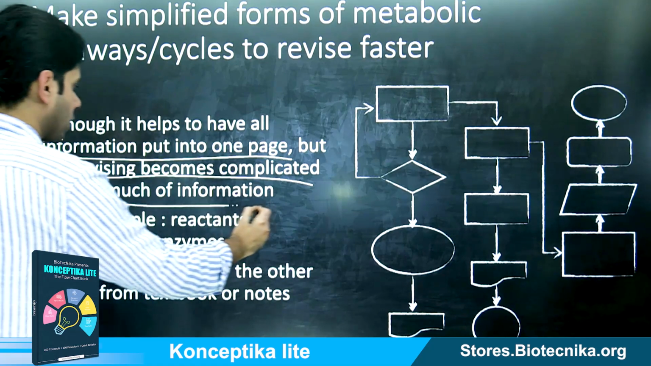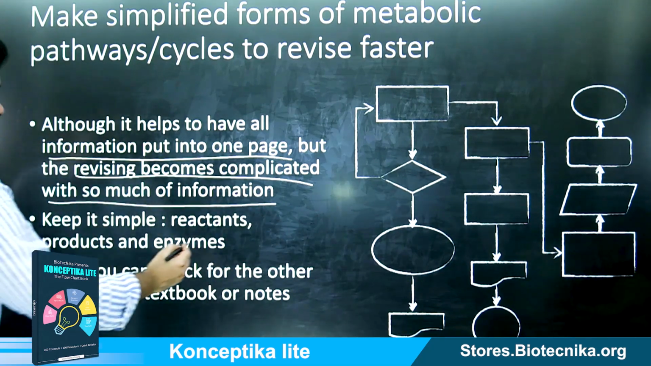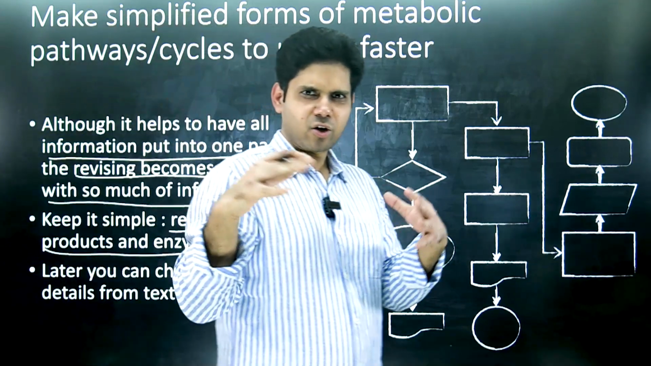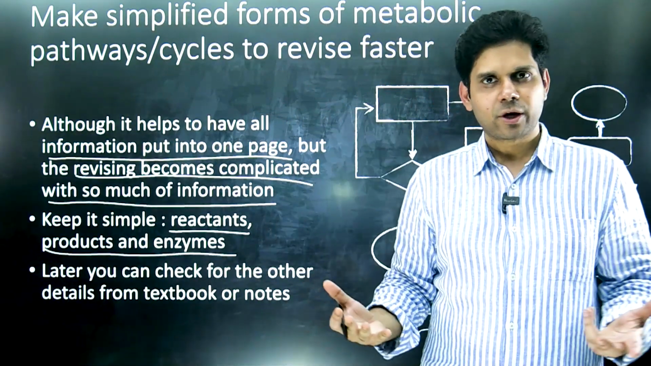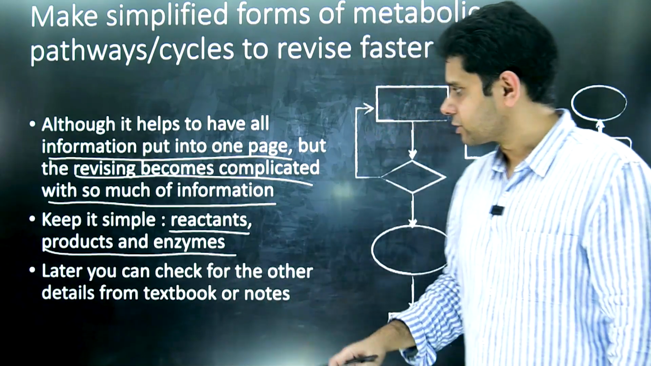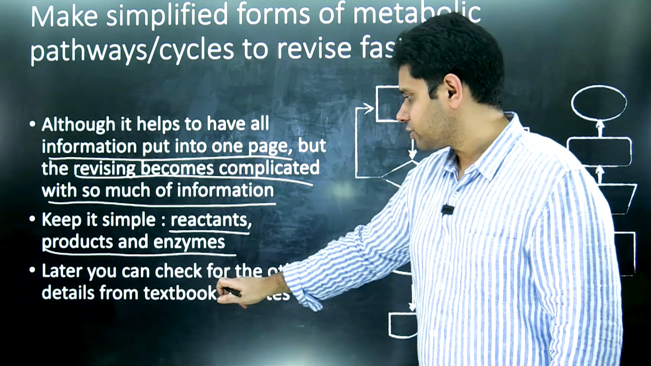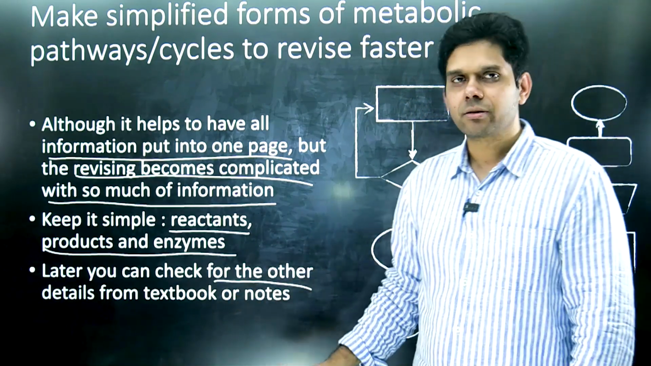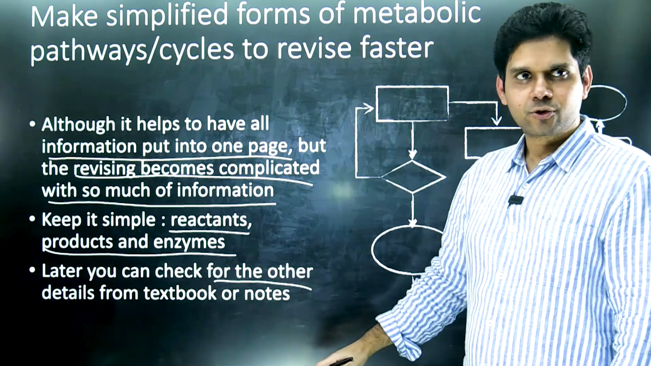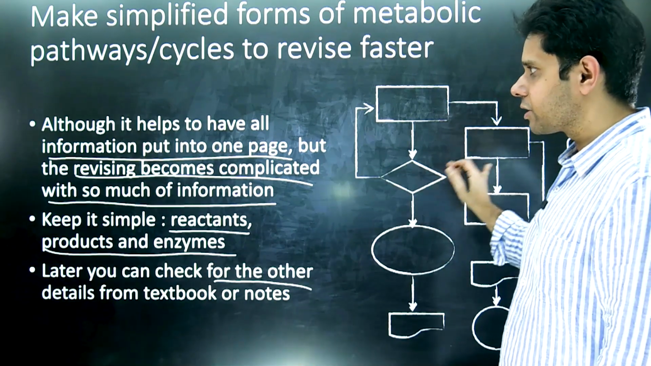Okay. Now, remember, although it helps to have all the information in one page, revising becomes complicated with so much information. So what you should do, you should keep it simple. Okay, reactants, products and enzymes. If it is too much text in your flowcharts, you're anyways going to lose your concepts. You'll not be comfortable revising from it. So keep it simple, and later on check the other details from the textbook. So quick revision through flowcharts, and then again re-revise through the books. That's a sandwich model you can follow.